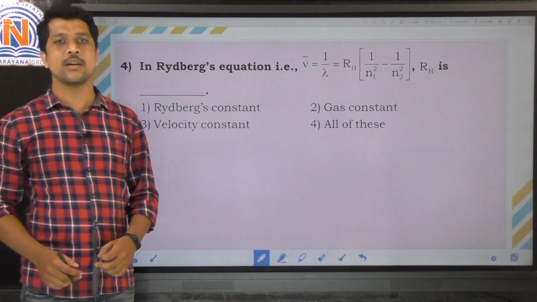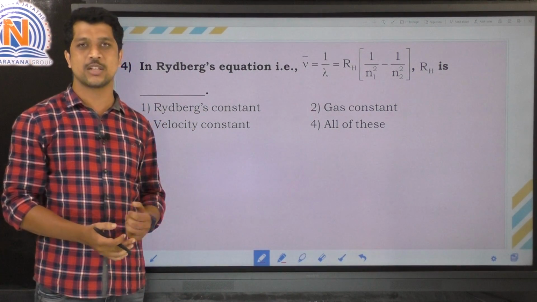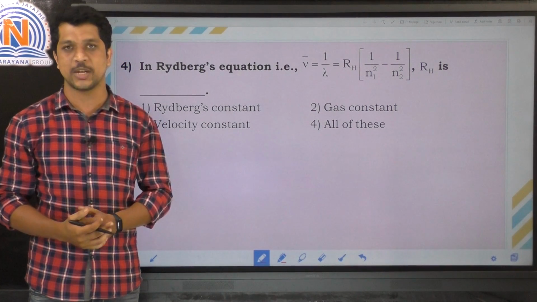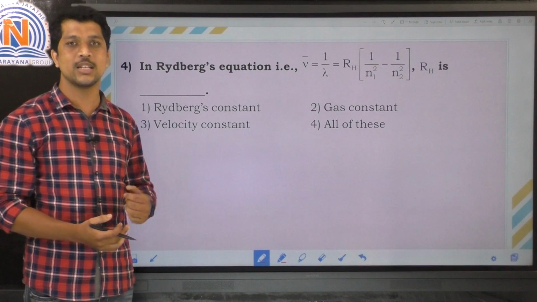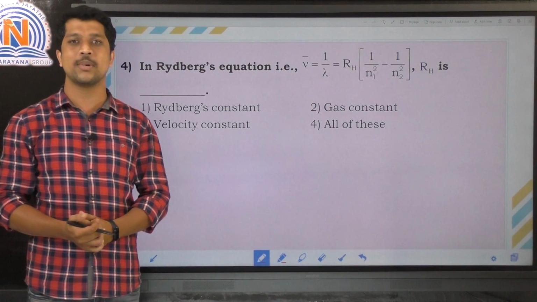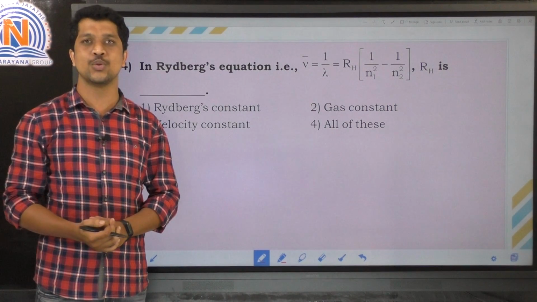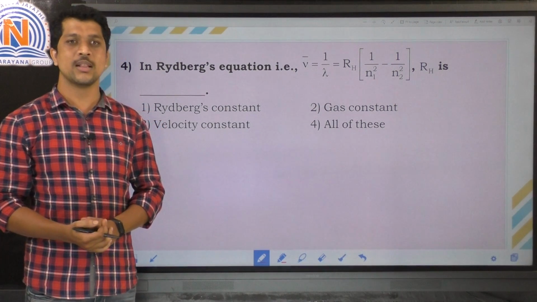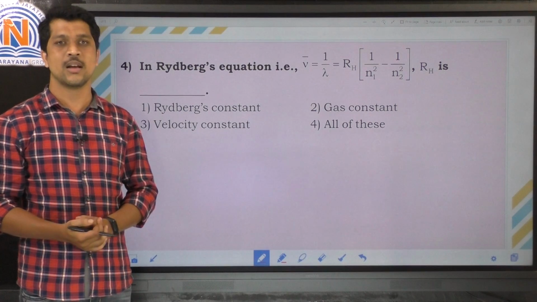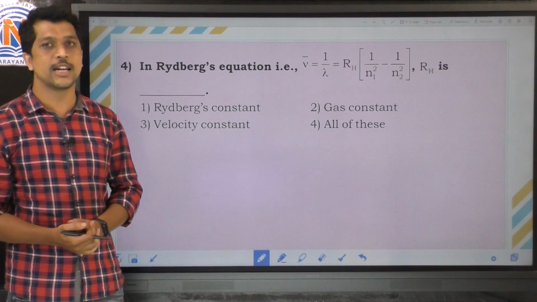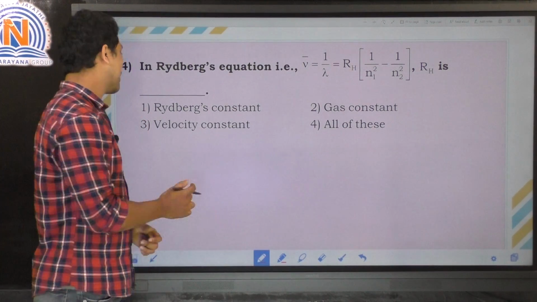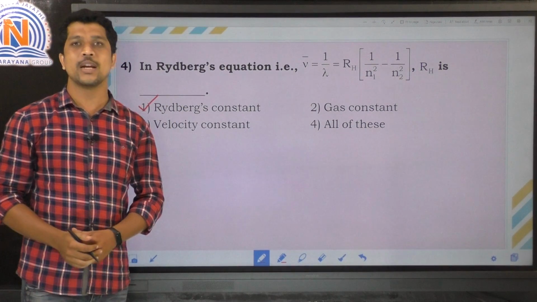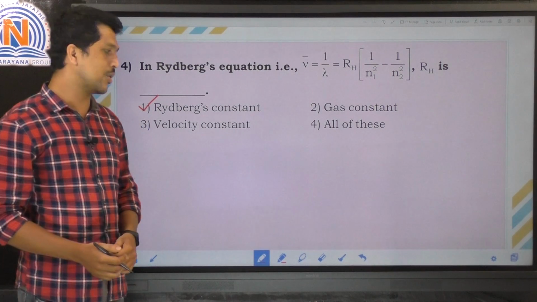Here the question, in Rydberg equation, just now we have discussed, generally Rydberg formula is used to find the wavelengths of hydrogen spectrum, right? In Rydberg formula, that is nu bar equal to 1 by lambda equal to RH into 1 by n1 square minus 1 by n2 square. There RH is dash. RH is generally called Rydberg constant. So the correct option is the first option, RH equal to Rydberg constant. Let's move on to the next question.